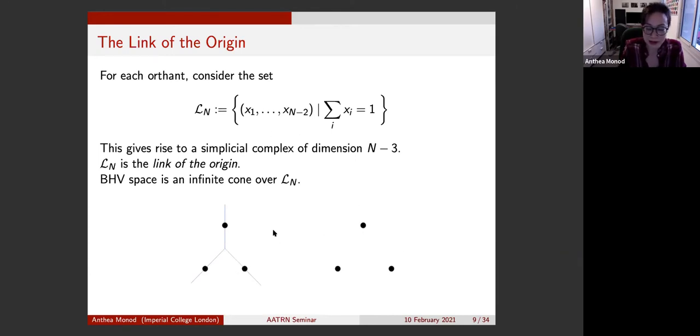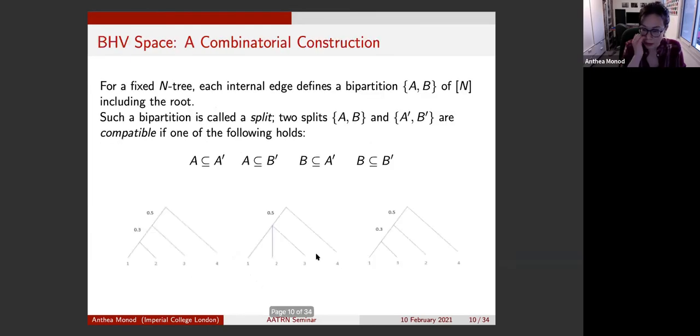So here's an example. This is the BHV space of trees with three leaves, and this is represented over these three points here. So the link of the origin here is actually these three points, and the space is really a cone over all of these three points. So that's the geometry of it.